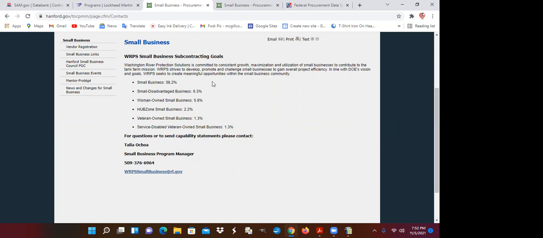with each individual small business. So 58.2% of the money that they get is going to be spent with small businesses, period. Right? Okay. So all of us are within that 58.2%.